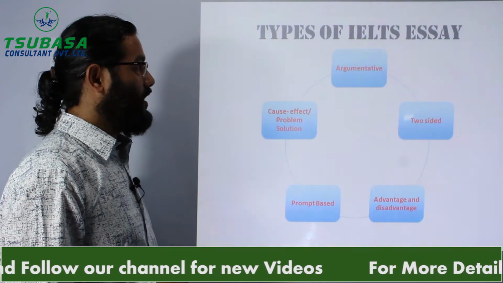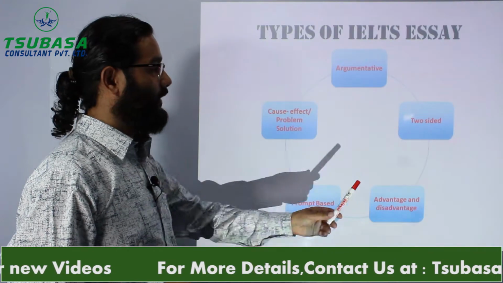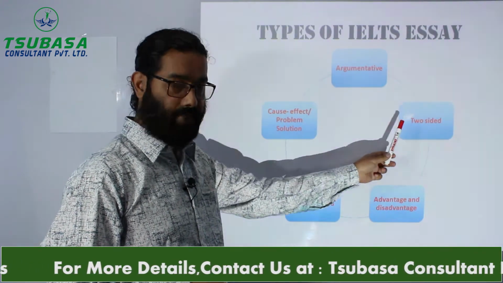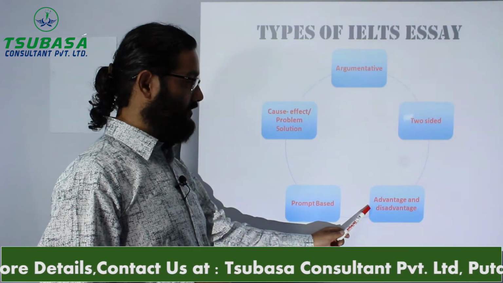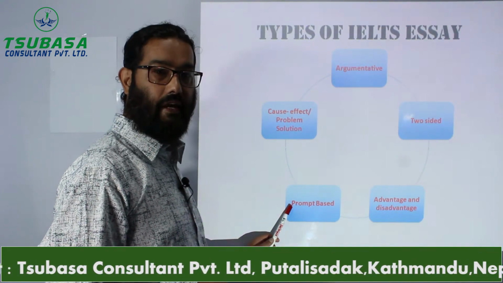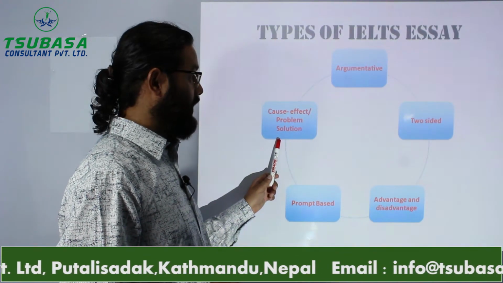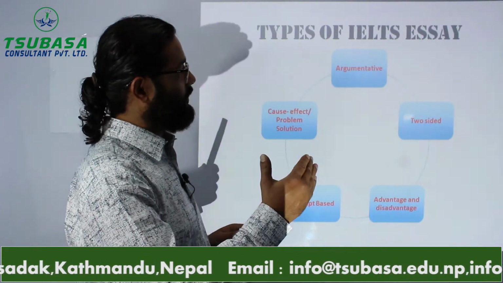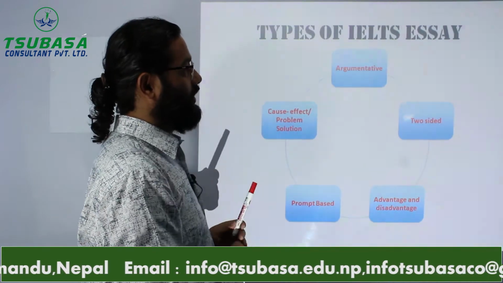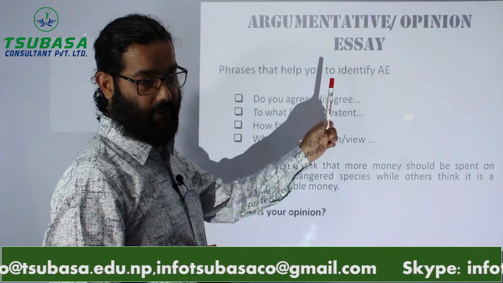Here we go. The first being argumentative essay, and then we have two-sided essay. The third one is advantage and disadvantage essay. We have prompt-based essay, and then cause-effect or problem-solution essay. Now, let us further look into how we categorize these types of essay. So first, we'll look into argumentative essay.